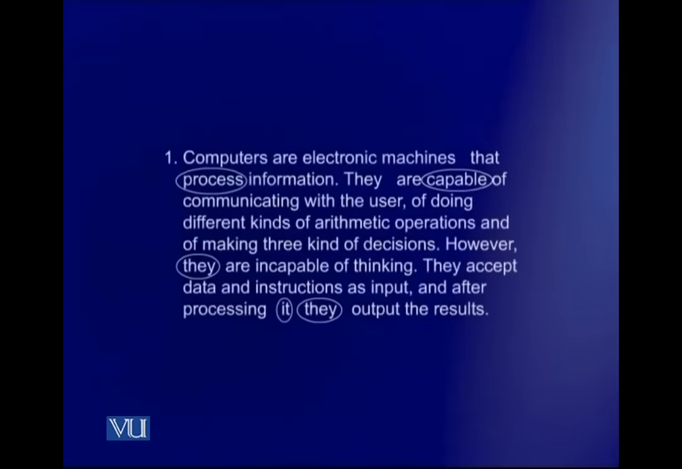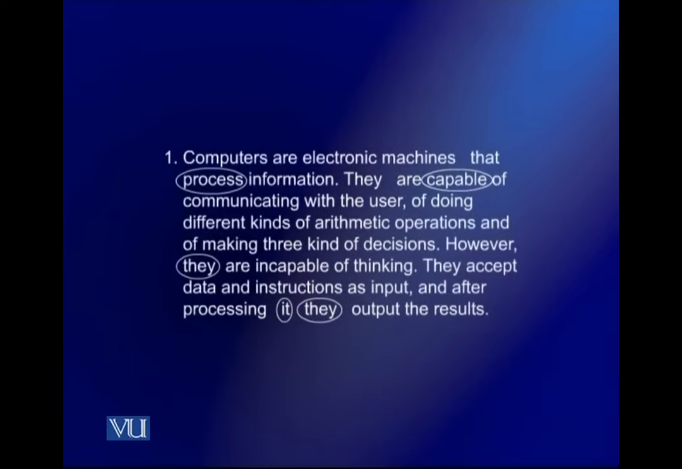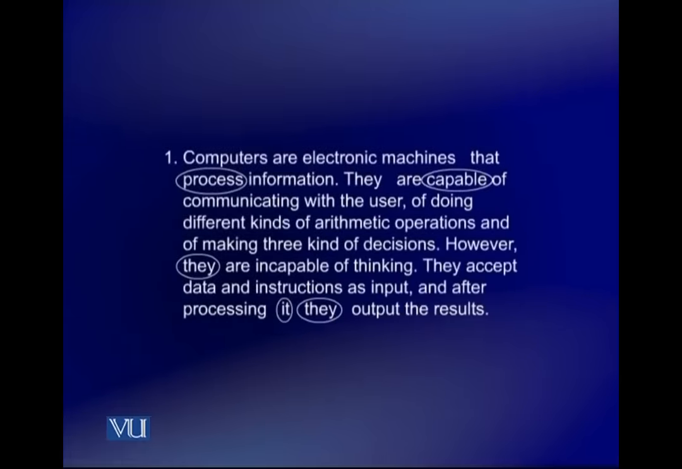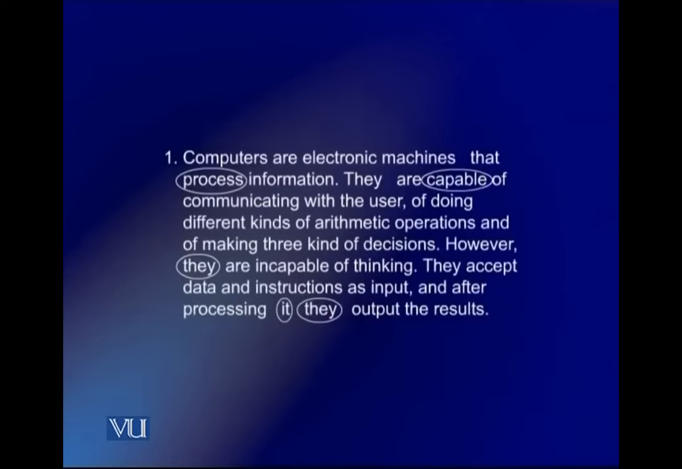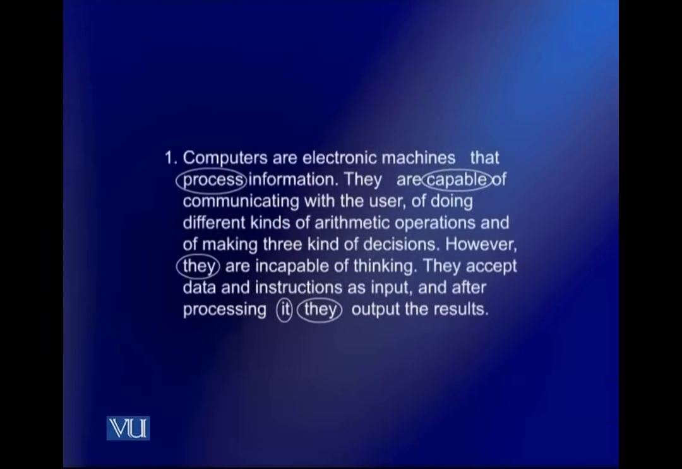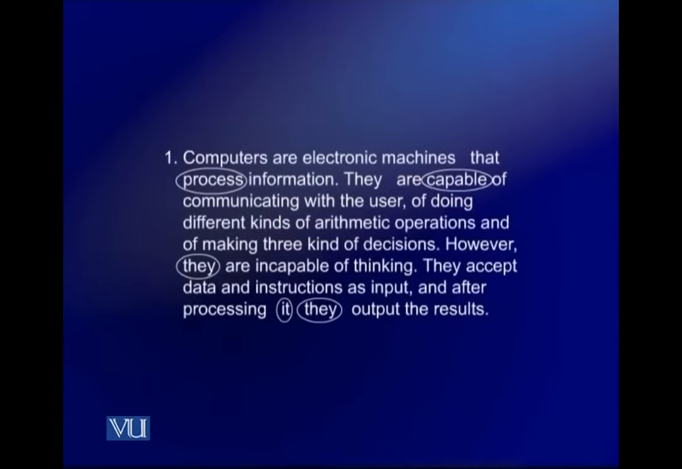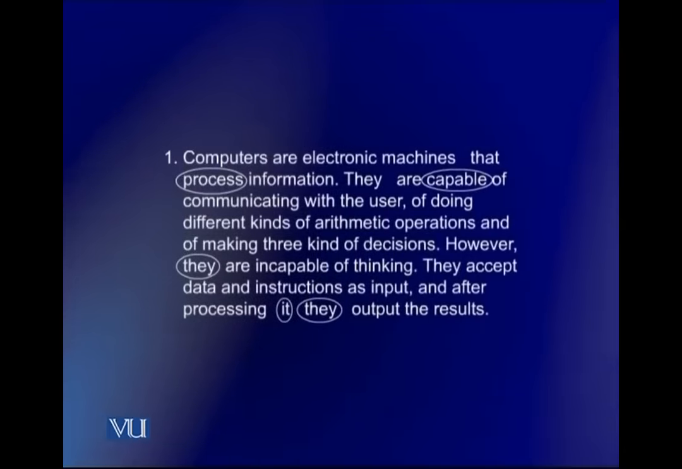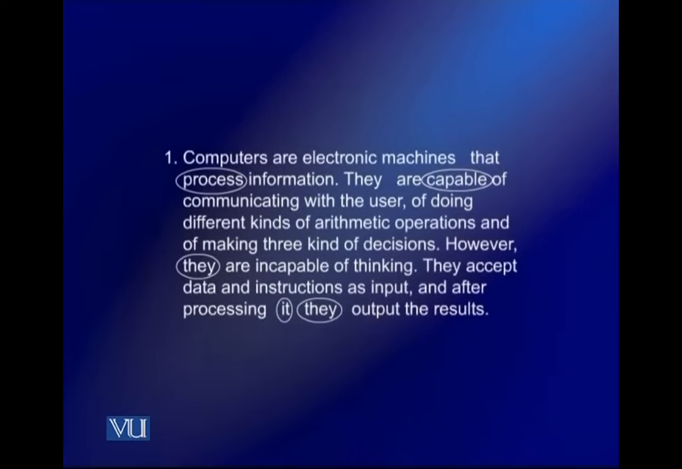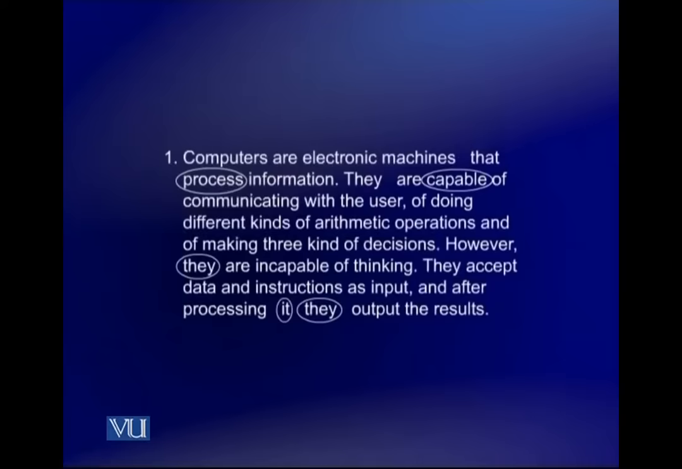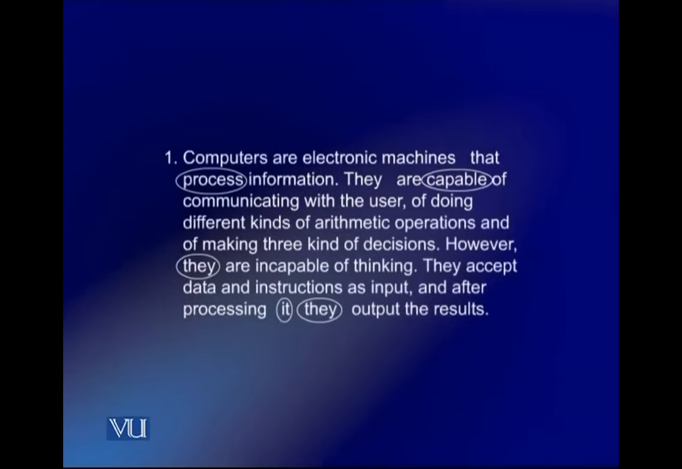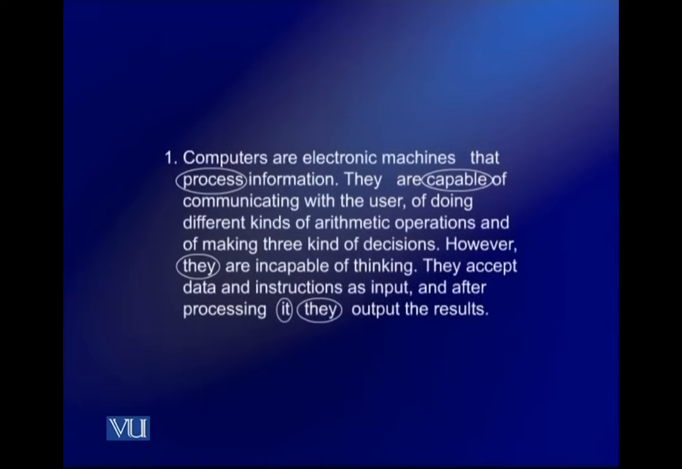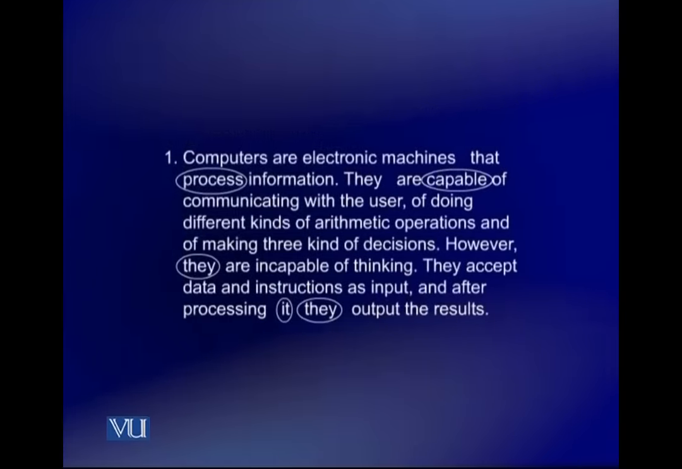Computers are electronic machines that process information. Now the word that, what does that refer to? It refers to machines. So you put a box, make a little rectangle around the word machine. Now do you realize that the word that, it's a connective. It is referring back to the word machine. Next word, they. What is they referring to? It is talking about computers. And then in the third sentence, however, they are incapable of thinking. Here again, the word they refers to computers. And in the last sentence, the word it, what is it referring to?